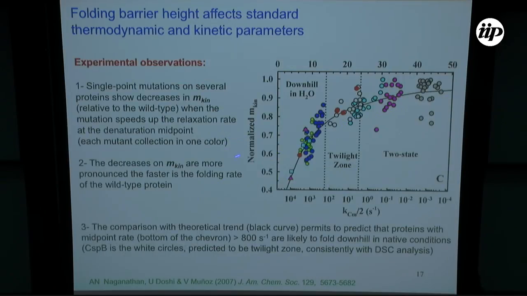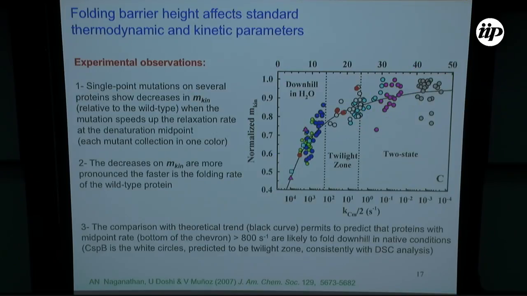So what I have here is the plot of this m_kin versus m_eq, and this is the rate that you find at the midpoint, okay, from the chevron plots. So this has to do with the barrier height to some degree, but of course this is from experiments. The black line is what we get from the theoretical analysis, and all the dots are coming from experiments. What I'm plotting here with different colors are different mutants made on different types of proteins. So each color is one type of protein.